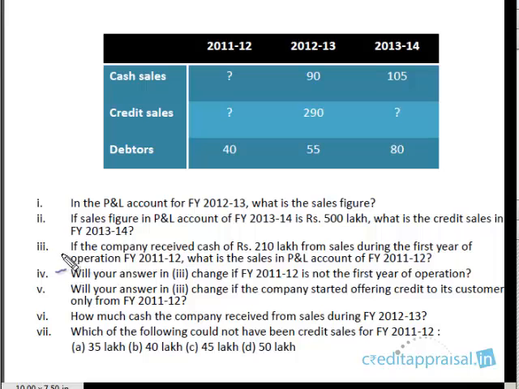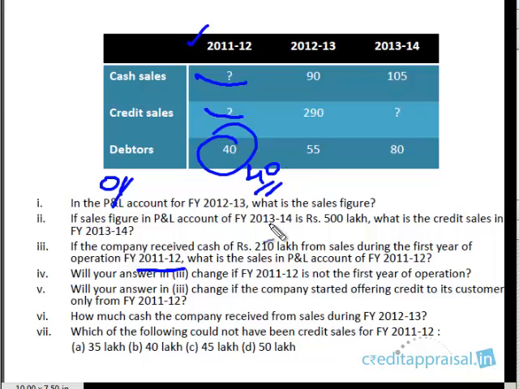So please see this third question. Here, in the third question, we are relating to 2011-12. We don't know what is the cash sales. We don't know what is the credit sales, but we know what is the debtors. This is the first year of operation, so at the start of the year, there is no dues, zero dues. But at the end of the year, there are dues of 40 lakhs.